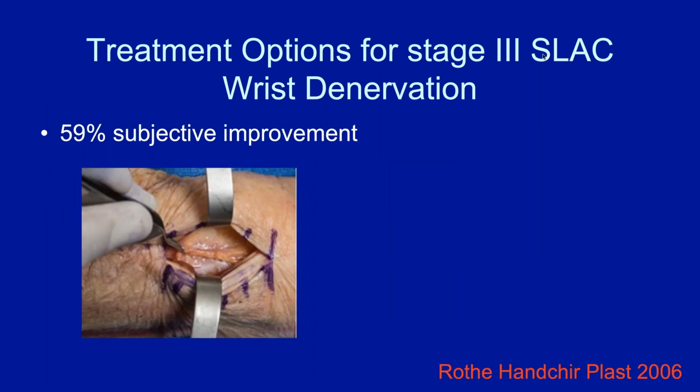There are other alternatives for treatment of SLAC wrist. There's denervation, which is a treatment that, in my experience, does better when there's not much arthritic change present. This study only demonstrated 59% improvement. So it's not for everybody, but it's something that we can consider. Next slide.